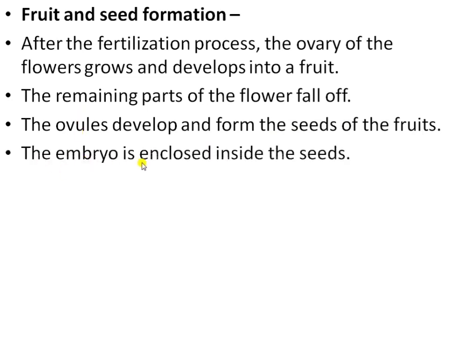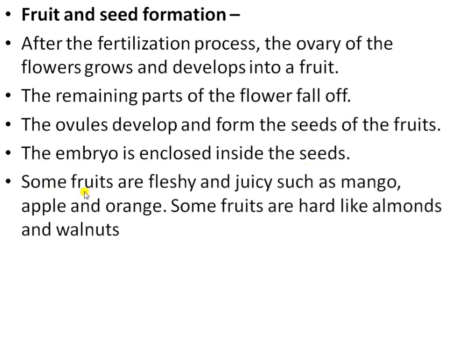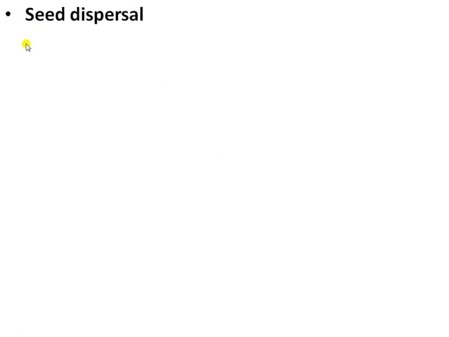The embryo is enclosed inside the seed. Some fruits are fleshy and juicy, such as mango, apple and orange. Some fruits are hard, like almond and walnut. So this is about fruit and seed formation. After the fertilization process, the ovary develops into the fruit and the ovule forms the seed of the fruit. Next is about seed dispersal.